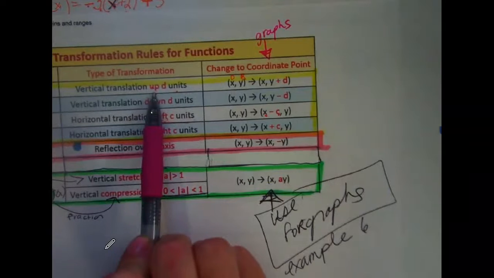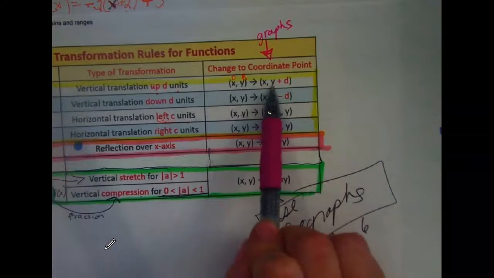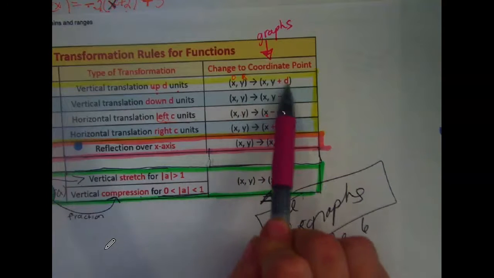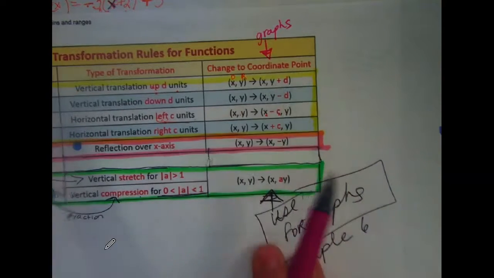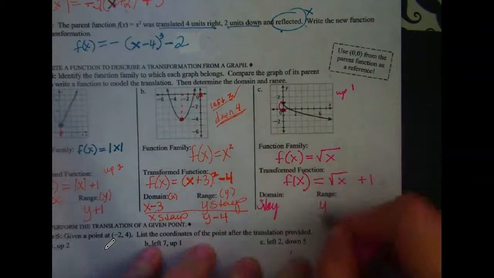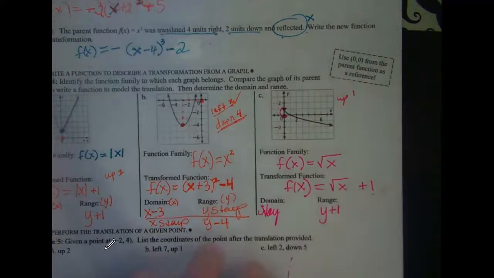So when I go up, it starts off with my ordered pair. It says here my x stays the same, and then I add whatever the number is to the y. So x stays, and then y plus whatever that number was. Well, this just happened to be 1. So that's what we're going to do to it.